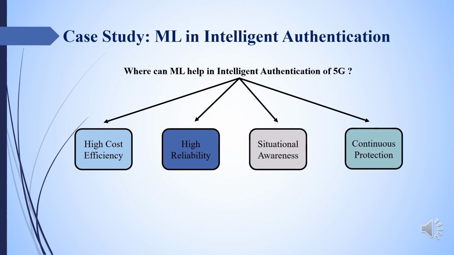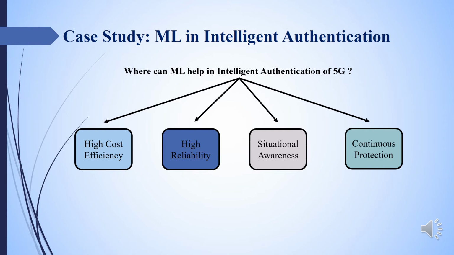Let's see where machine learning can actually be applied in intelligent authentication. Although we have a number of applications in which machine learning can be applied, let us be specific and talk about very few. Let us first see what we mean by high cost efficiency, high reliability, situational awareness, and continuous protection. These are also all very clear from their names.